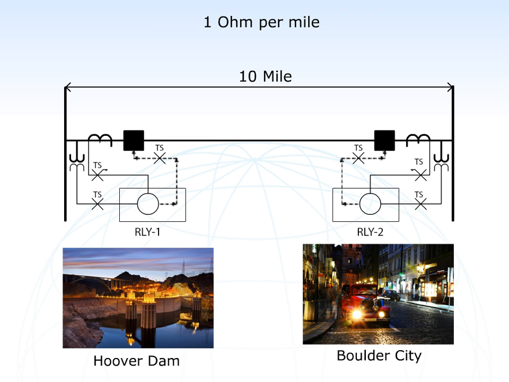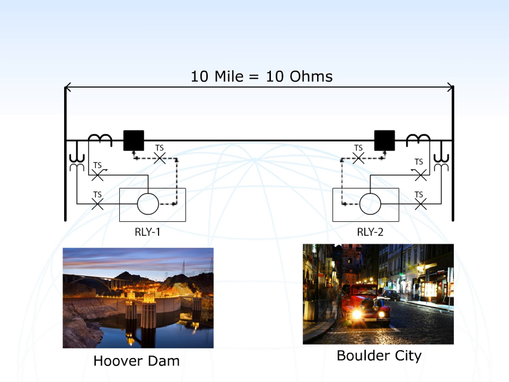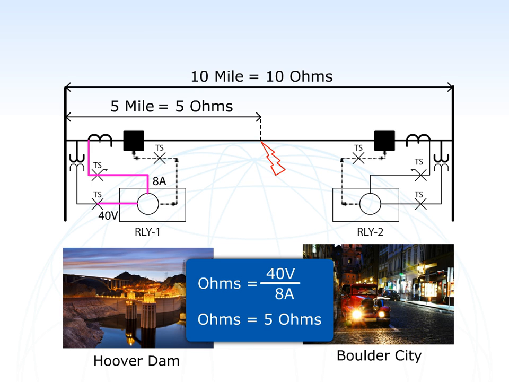If we applied a dead short at the end of this line, the relay would measure the voltage and current flowing through the relay, apply Ohm's law, and calculate 10 ohms. If there was a fault 50% down the line, the relay would measure 5 ohms.